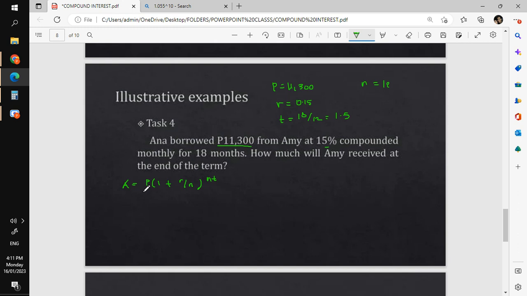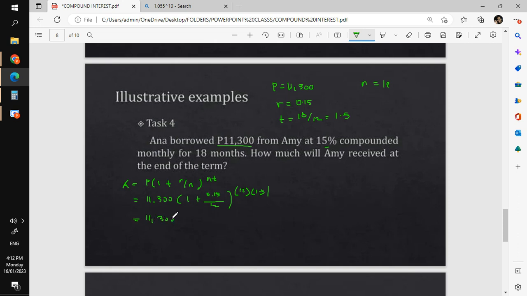Now we already have the necessary values. The next thing that we will be doing is to substitute its values. The principal amount, that is 11,300 times 1 plus our r here, that's 0.15, our n, that is 12, raised to 12 times the time that is given, 1.5. Okay, let us try simplifying this one.